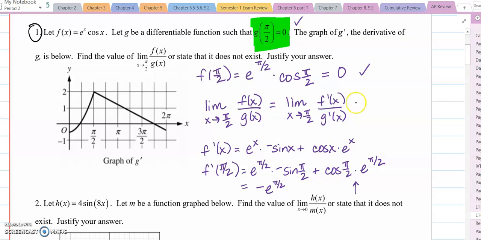So now this work we can keep going up here. Negative e to the pi over 2 divided by g prime of pi over 2. Well, this is the graph of g prime. So g prime at pi over 2 is 2. And so that's the answer to your limit.